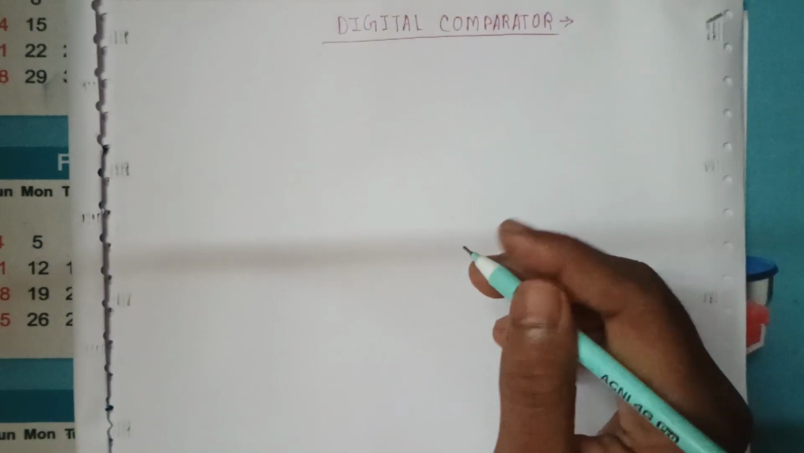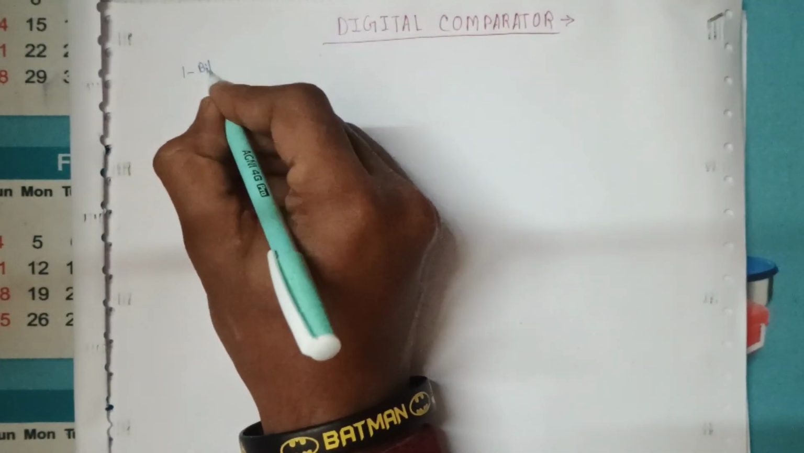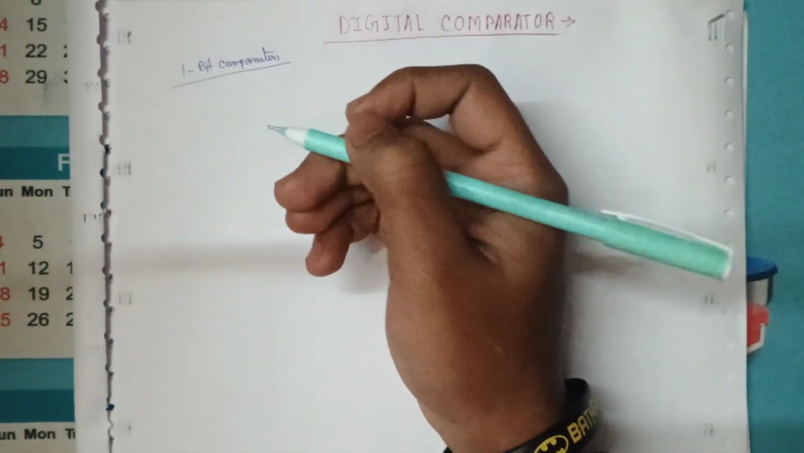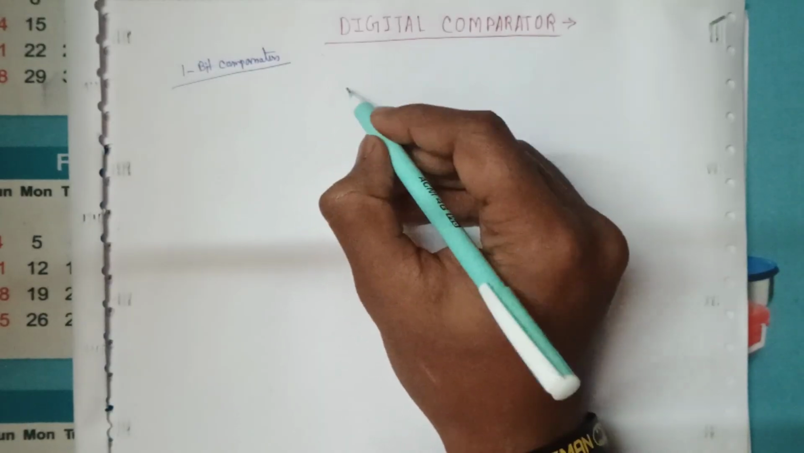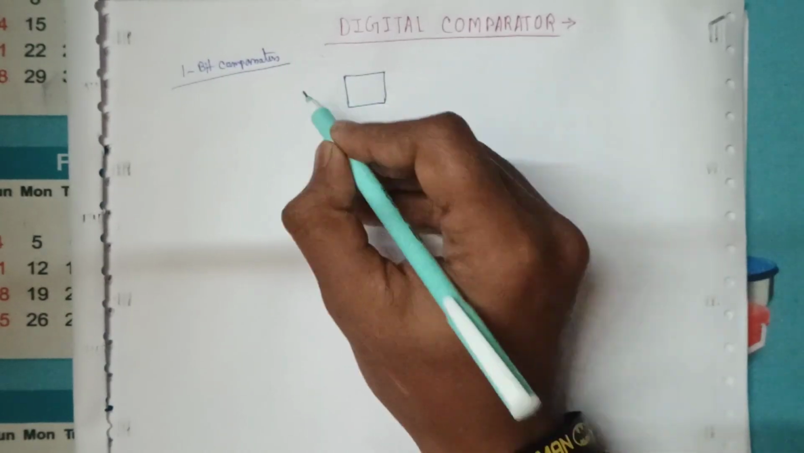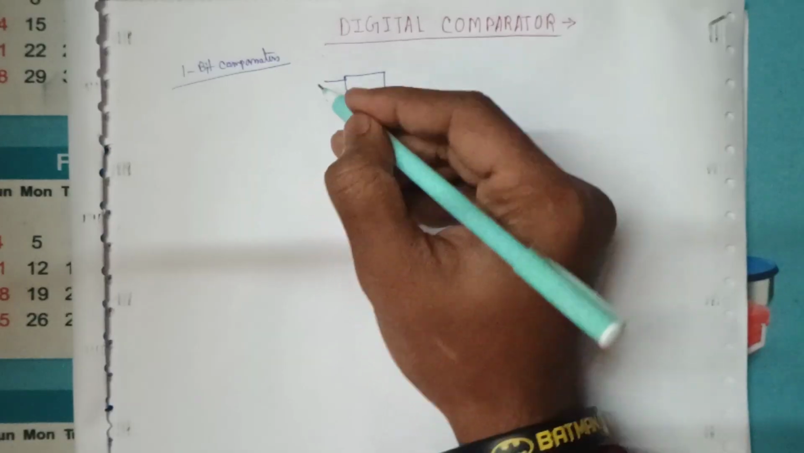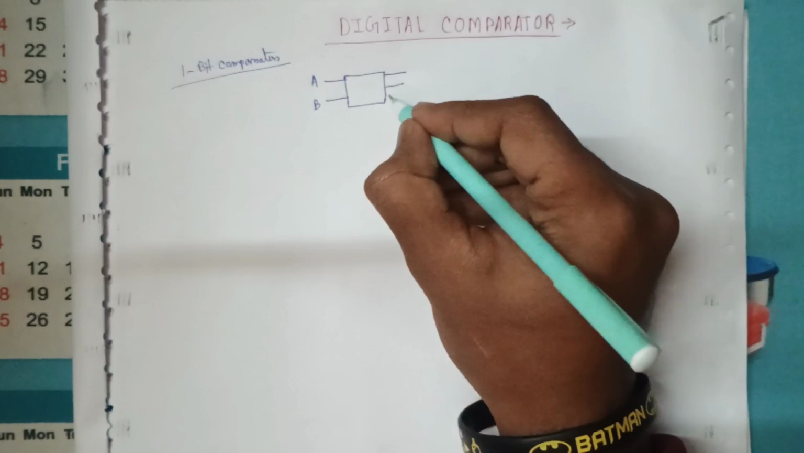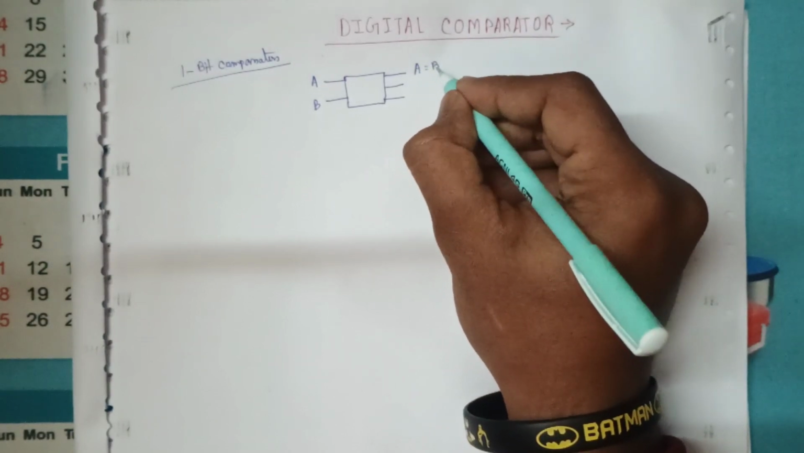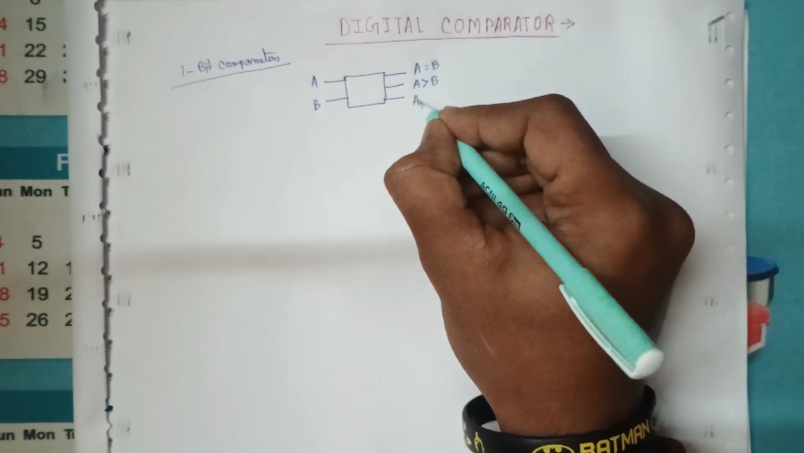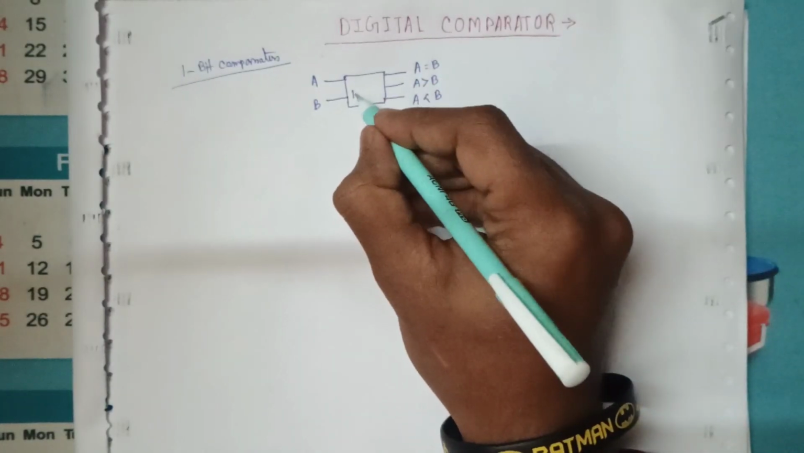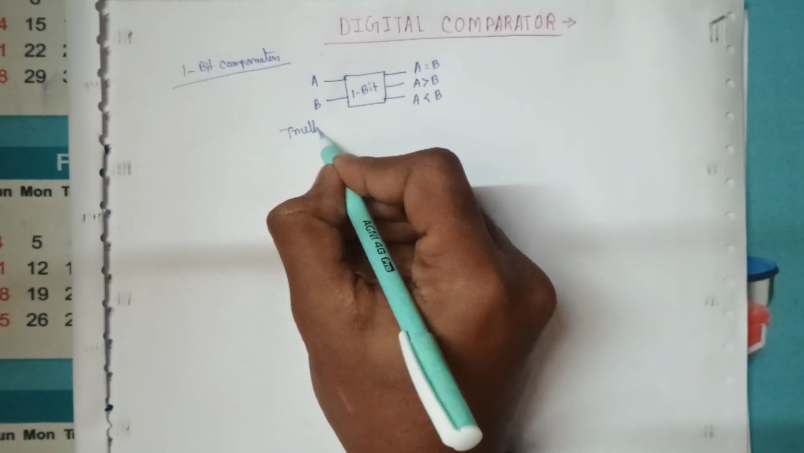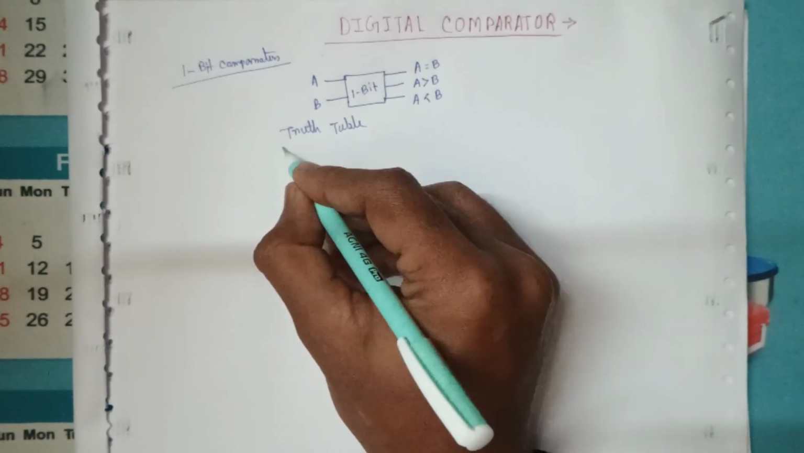So let's start with the 1-bit comparator. Block diagram of 1-bit comparator is like that. A, B, and the outputs will be A equals to B, A greater than B, and A less than B. This is 1-bit comparator block diagram, and its truth table will be like that.